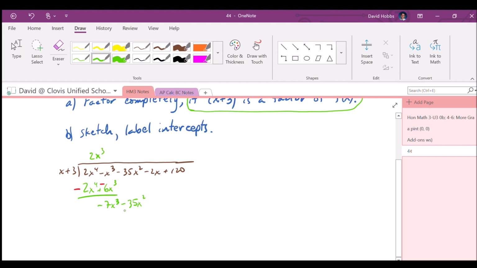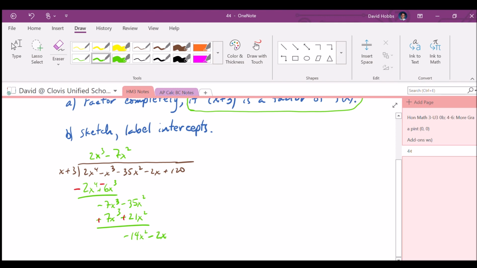Okay, and so what times x gives me negative 7x to the third? Well, negative 7x squared. So negative 7x squared times x is negative 7x to the third. Negative 7x squared times 3 is negative 21x squared. And I'm going to subtract, so I'm grabbing my alternate color and distributing a negative. Okay, combining like terms, the first terms always eliminate. I've got negative 14x squared. By the way, don't just assume the first terms eliminate. Make sure that they actually do, because otherwise there's a mistake. Bring down the next term, minus 2x.